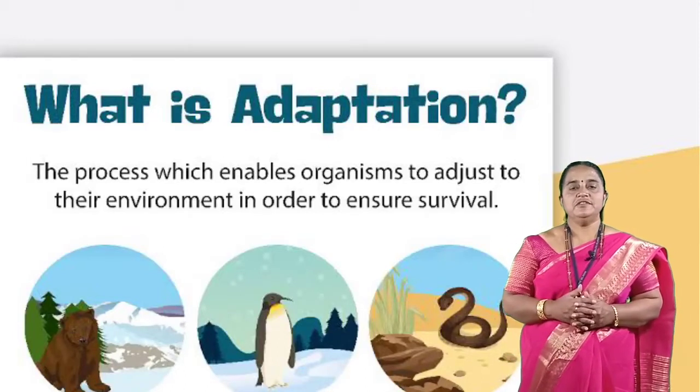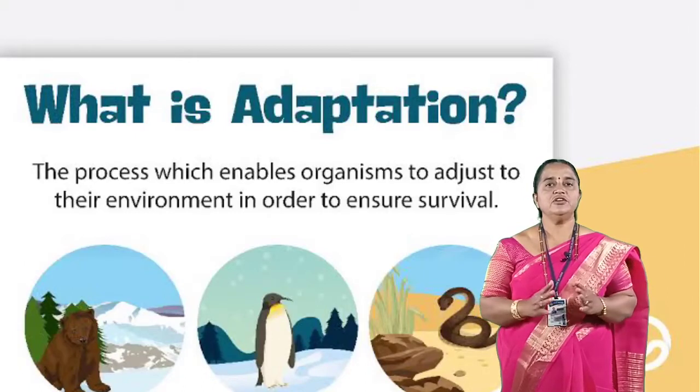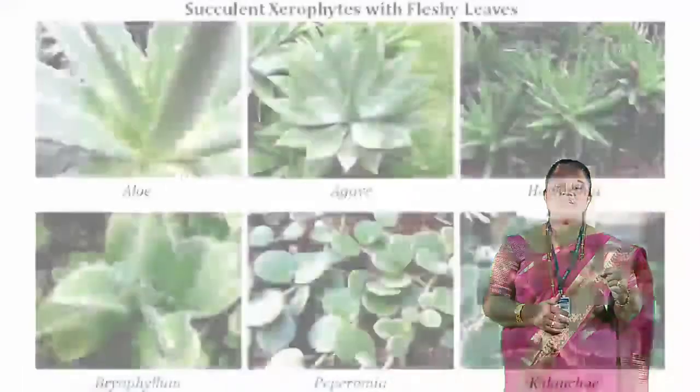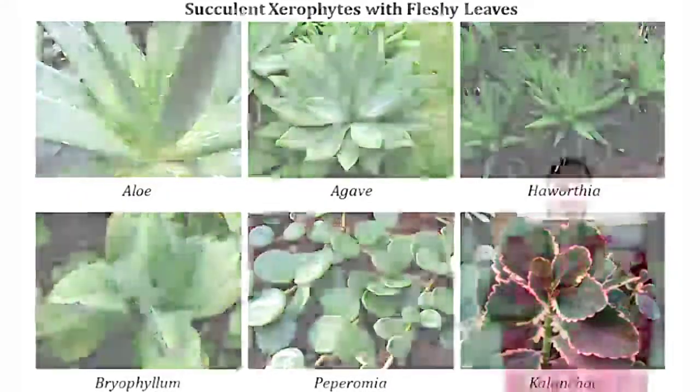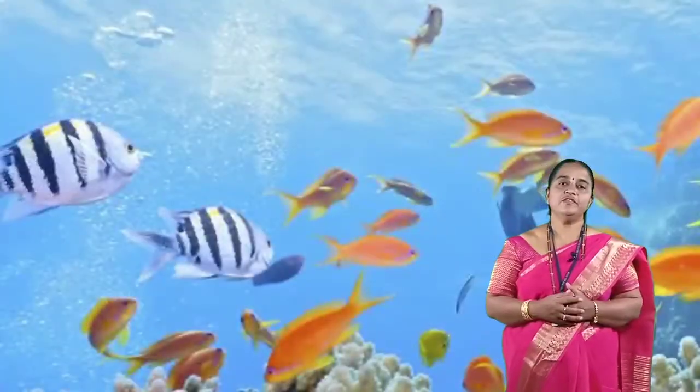Now these adaptations which are observed in xeric conditions and hydric conditions are totally different. If we take the plants, we call them xerophytes, and animals we call xerocoles. In case of hydric condition, plants we call hydrophytes, animals we call hydrocoles.